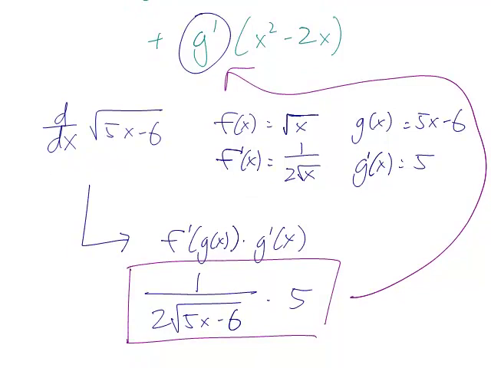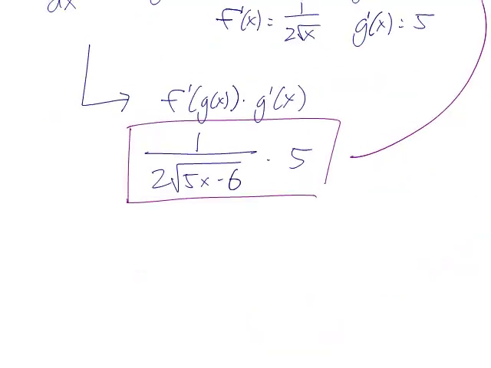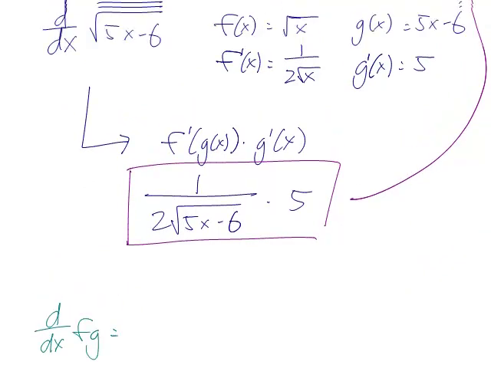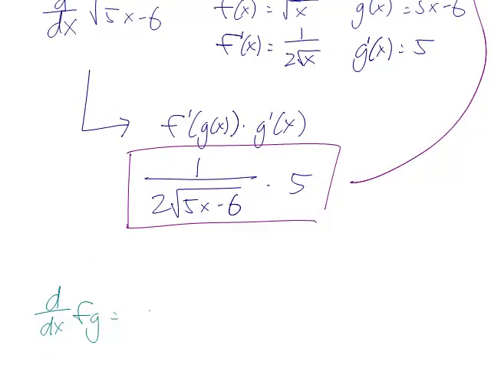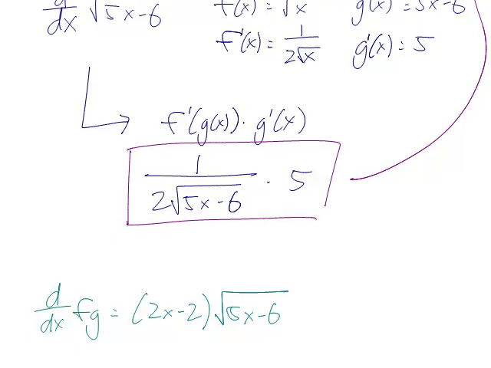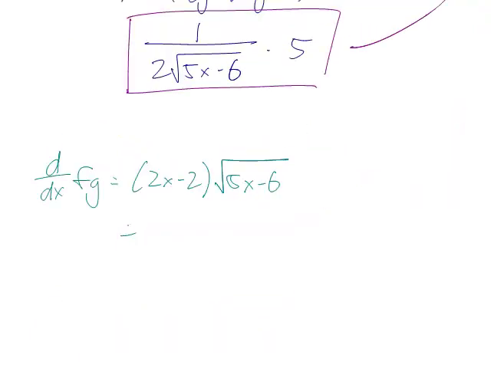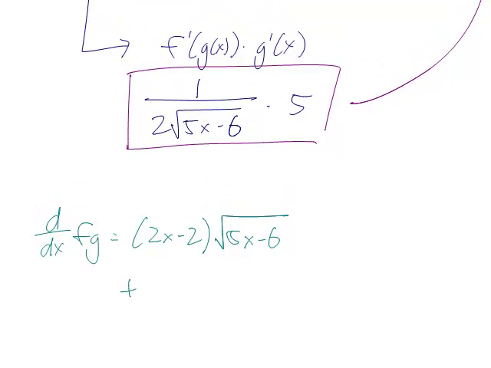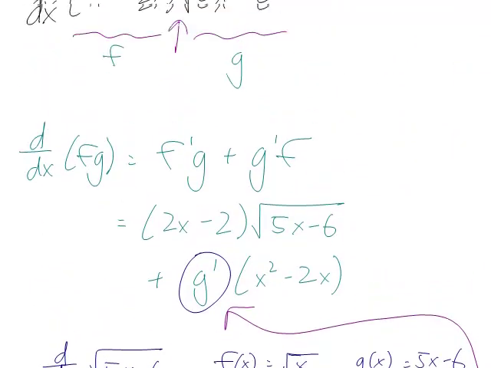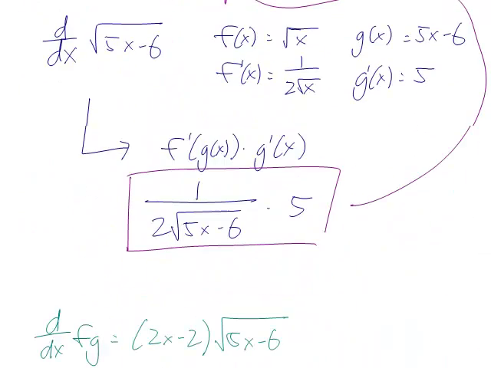So let's do that. Remember that the derivative of fg was equal to, let me copy it from right here, 2x minus 2, that was f prime, times root 5x minus 6, plus this thing I boxed in purple there, g prime. Let's put the 5 up in the numerator to save space, times f. Now what's f again? It's been a while. F is not 2x minus 2, it's x squared minus 2x.